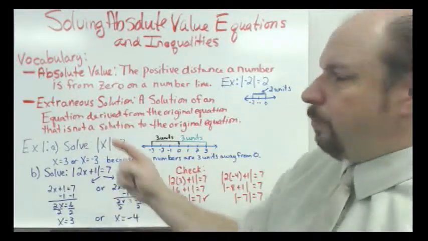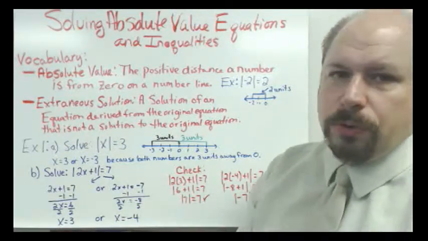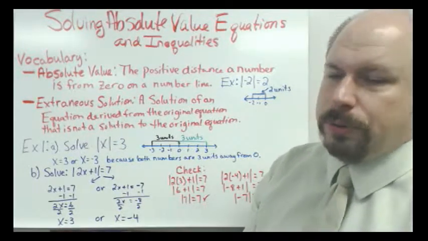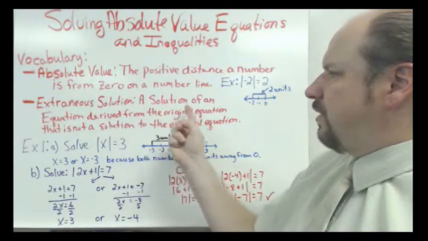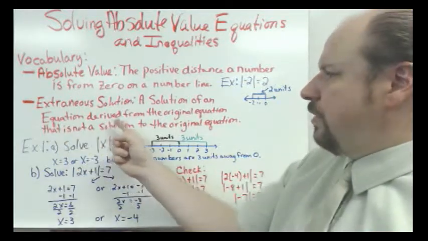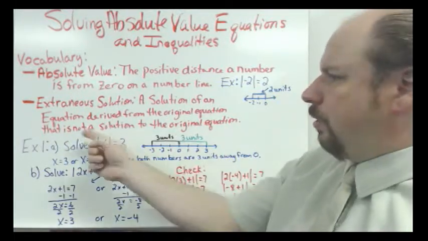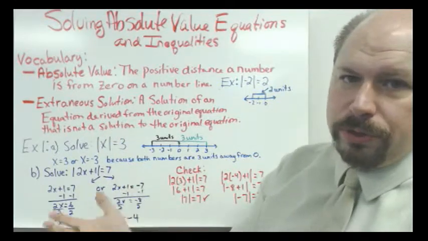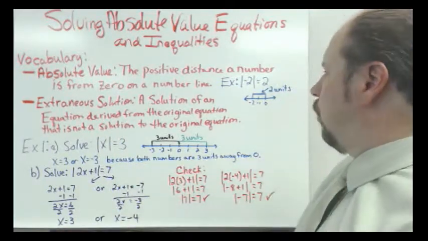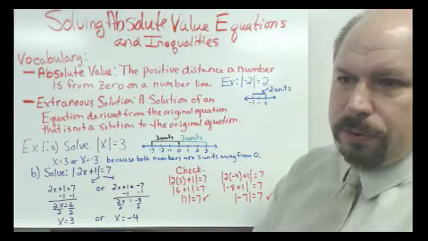And our other term is an extraneous solution, and we'll get into some examples of extraneous solutions in a bit, but it is a solution of an equation derived from the original equation that is not a solution to the original equation. Okay, so let's talk about a couple of examples here.